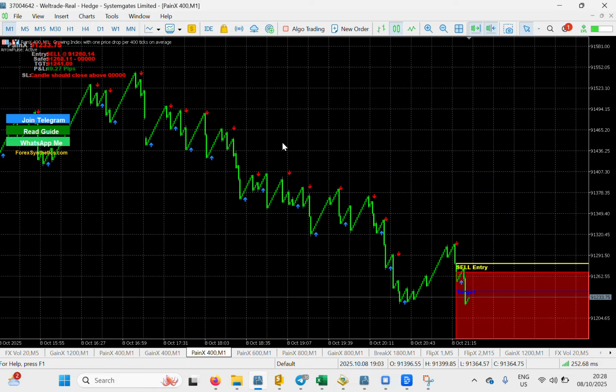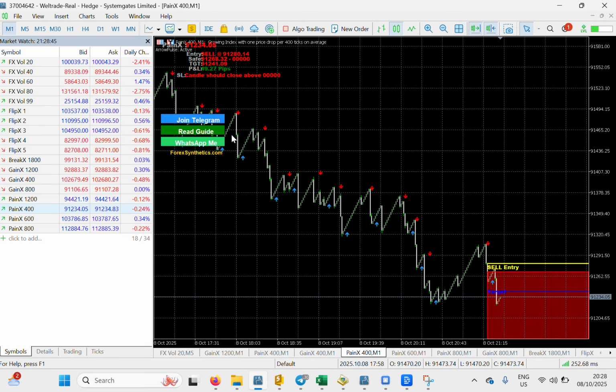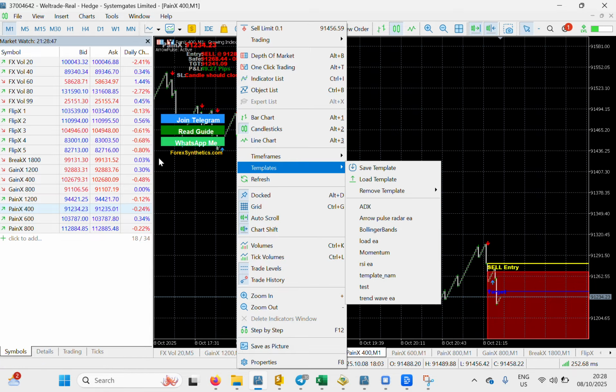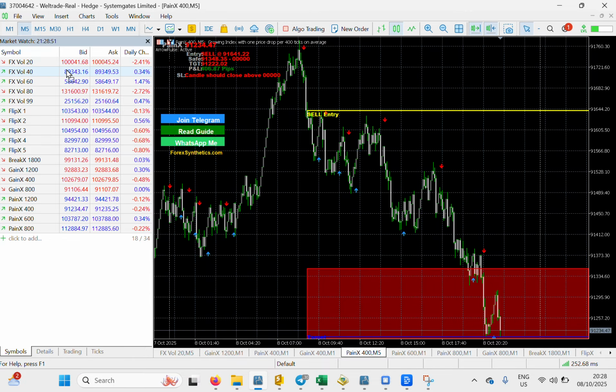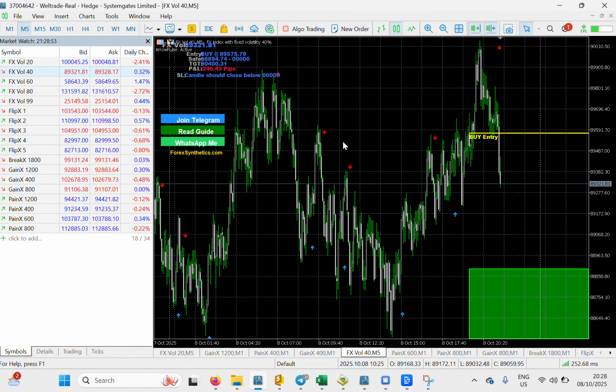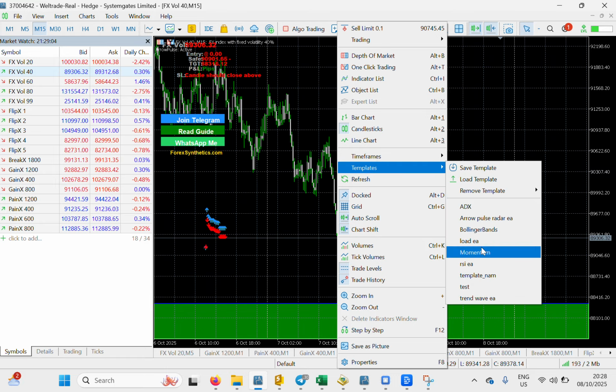For buys it is the same thing. If you just go to view, my battery is about to die, so that's why let's just change this to minute 5, and then you can check maybe FX vol. You see there is a buy entry on M5, but if you switch to M15, it broke again.